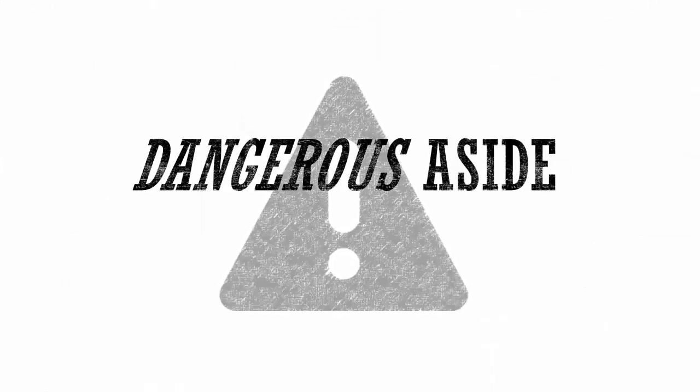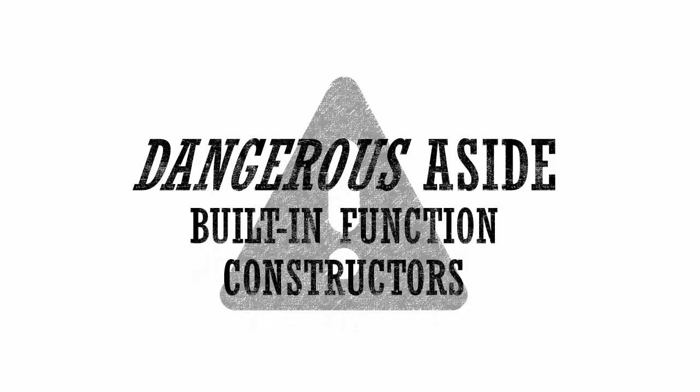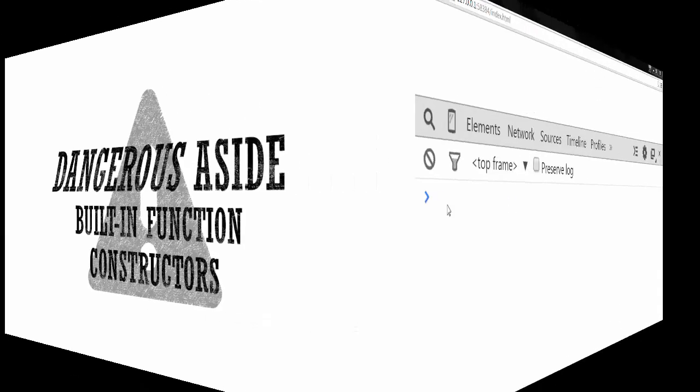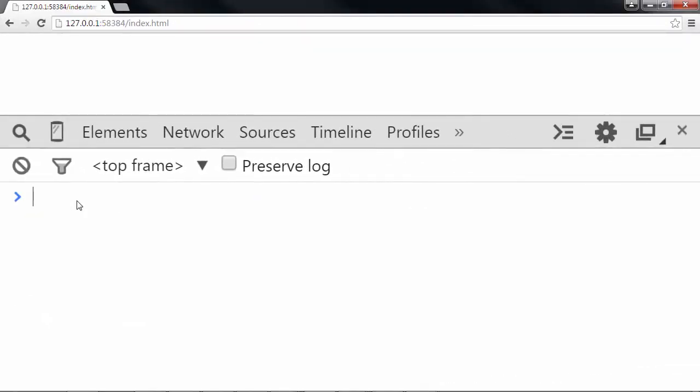All right, so it's time for a dangerous aside. We've already talked about the built-in function constructors and how they can be kind of neat, but they're also dangerous. Here's a simple example to show why built-in function constructors for primitive types, especially like Boolean, number, string, are dangerous.